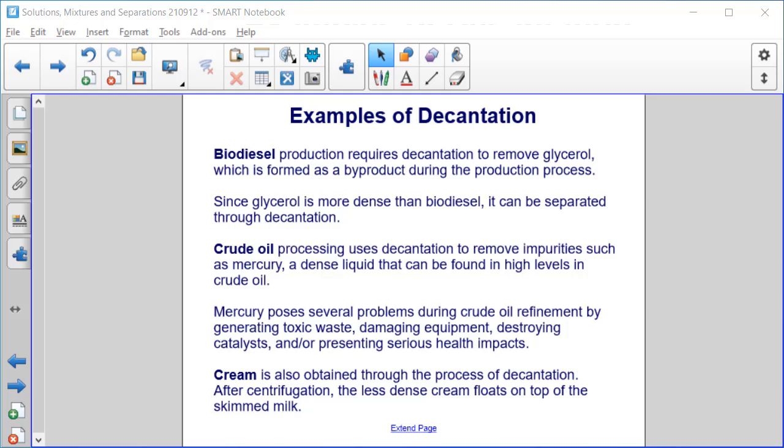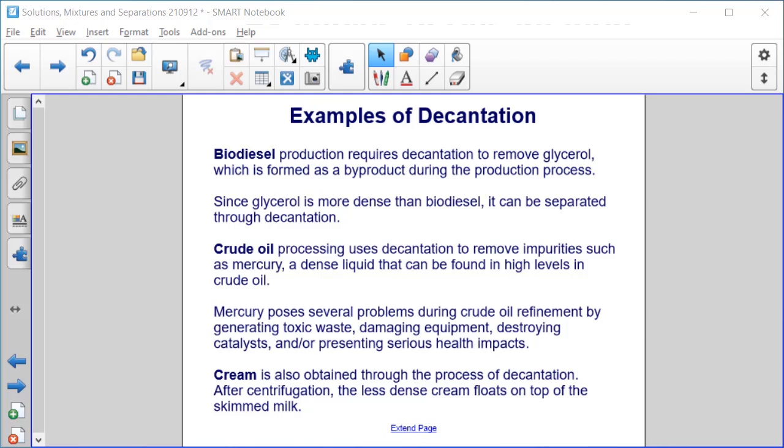Crude oil processing also uses decantation to remove impurities such as mercury. Mercury is a very dense liquid that can be found in high levels in crude oil. It poses several problems during crude oil refinement by generating toxic waste, damaging equipment, destroying catalysts, and/or presenting serious health impacts. And so it is important that we remove those impurities as a part of the refinement process.